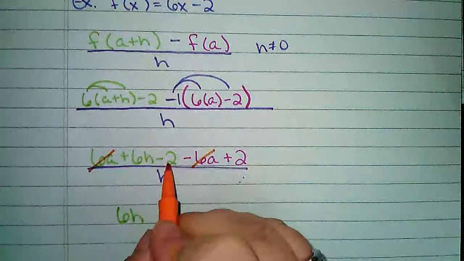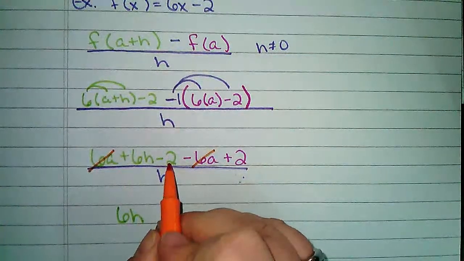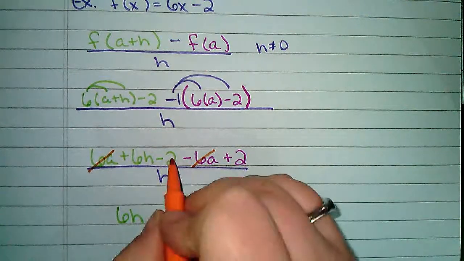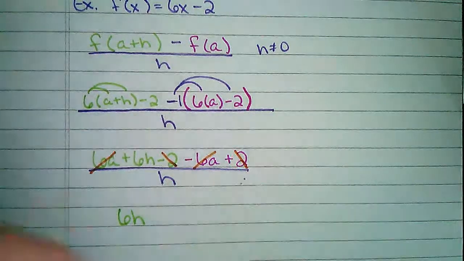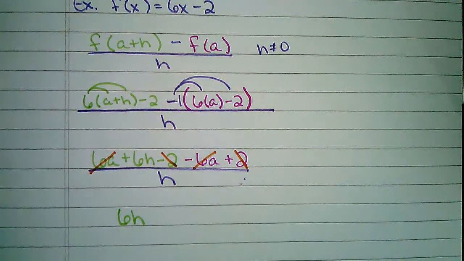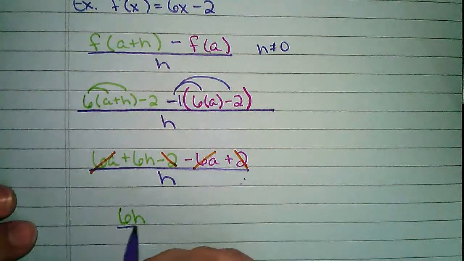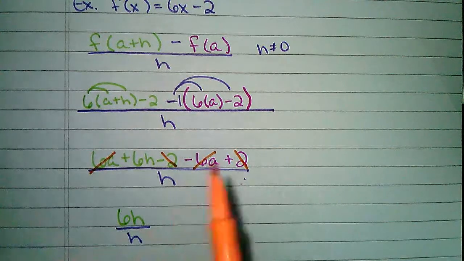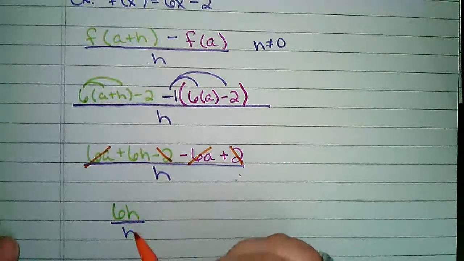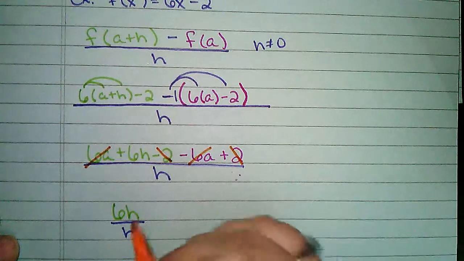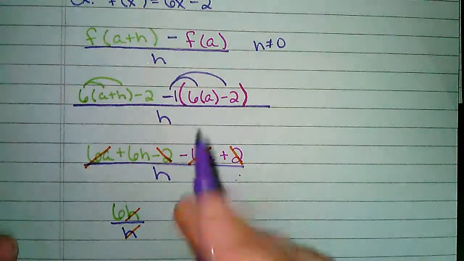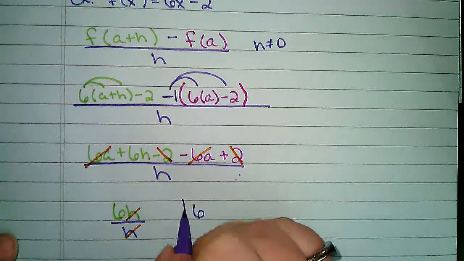Next I have a negative 2. Do I have any more numbers without letters? Yep, there's one. So negative 2 and positive 2, oh, those cancel. So it looks like 6h is the only thing I've got going on there. 6h divided by h. Well, if you notice, since there's no addition or subtraction, just division, h divided by h is 1. So my final answer here is just 6.